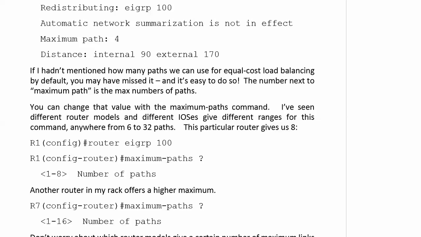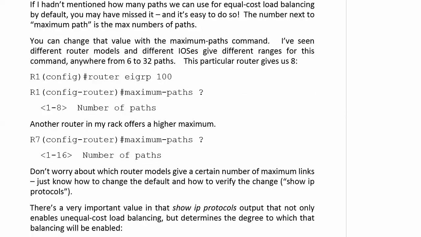Now, don't worry about trying to keep the model numbers straight. I'm not going to give you any of those because they're not important. It's just a good idea to check this if you're working with the maximum paths command. You can see that on 2 routers in my own rack, the IOS was barely different, and one was 16 and one was 8. So just know how to change it, and that is with the maximum paths command under the router EIGRP config, and also how to verify it with show IP protocols. That's all you need to know.